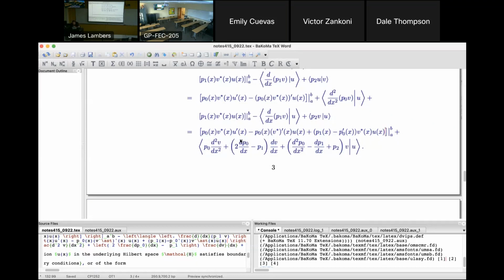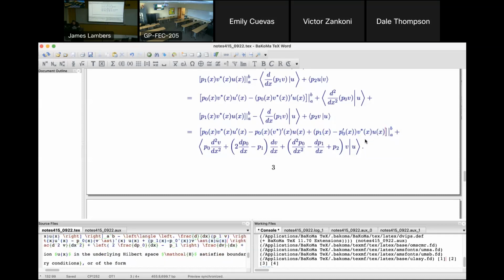All right. As an example, suppose we assume that U and B satisfy Dirichlet boundary conditions, then all the boundary terms will go away. But let's suppose they satisfy Neumann boundary conditions, so U prime or B prime are equal to 0 at both endpoints, then these boundary terms will go away. These will go away too, but these not necessarily.